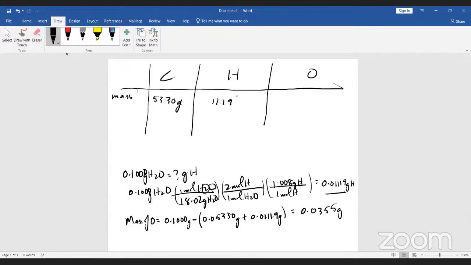Because I'm assuming that we're working with 100 grams of the compound, in the case of oxygen, that's 35.5 grams, all right? So those are the masses. Now, do you remember what the next step is, based on the previous examples that we did last class?